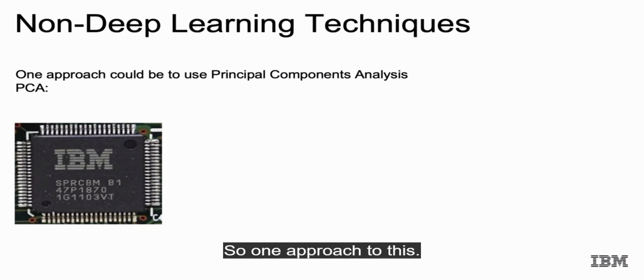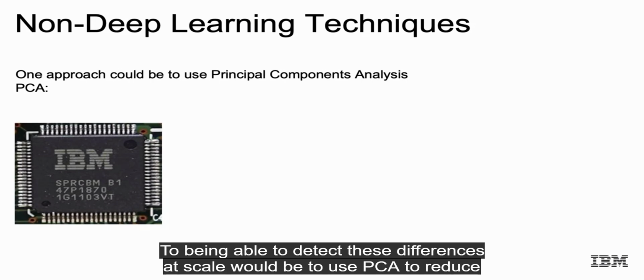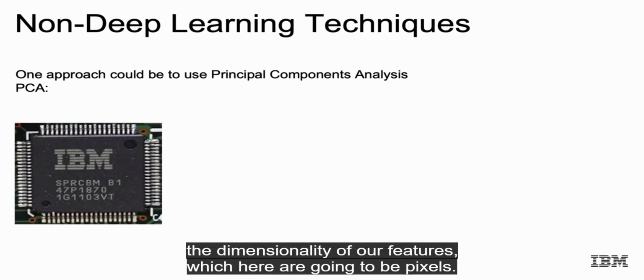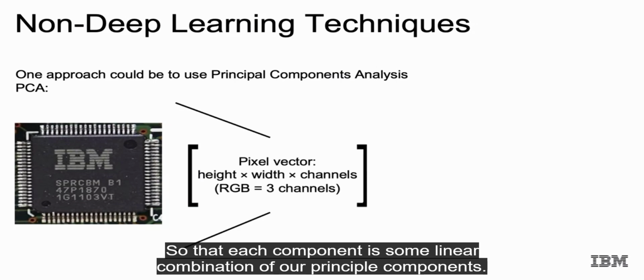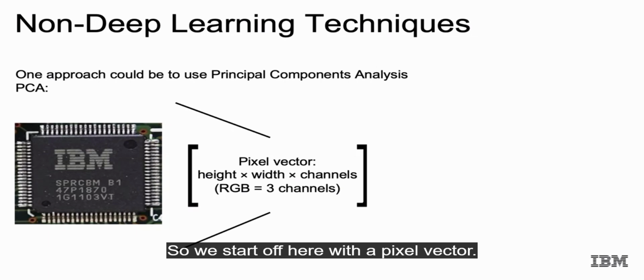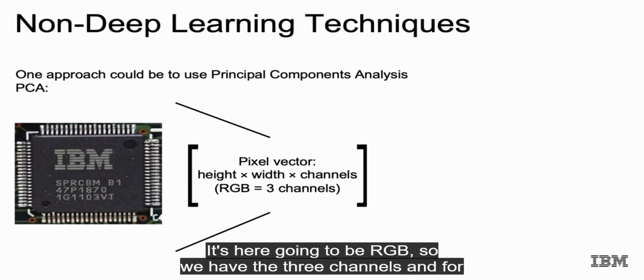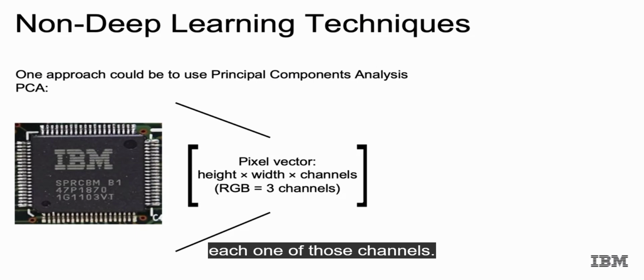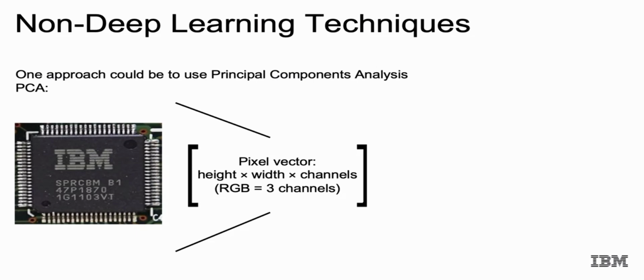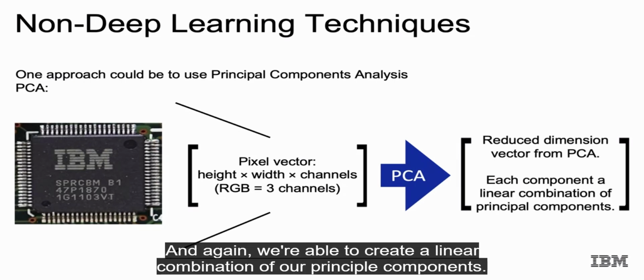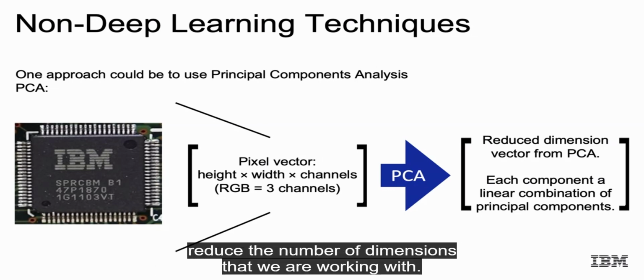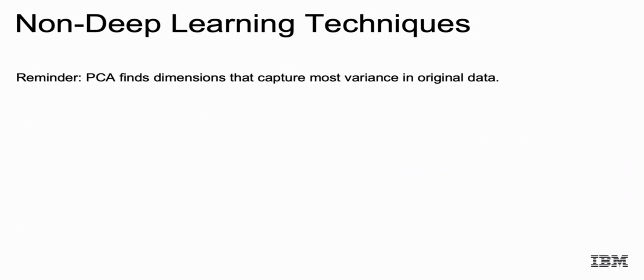So one approach to this, to being able to detect these differences at scale, would be to use PCA to reduce the dimensionality of our features, which here are going to be pixels, so that each component is some linear combination of our principal components. So we start off here with a pixel vector. It's here going to be RGB, so we have the 3 channels, and for each one of those channels we have the height and width. We use PCA, and again we're able to create a linear combination of our principal components, if you recall from courses past, and reduce the number of dimensions that we are working with.